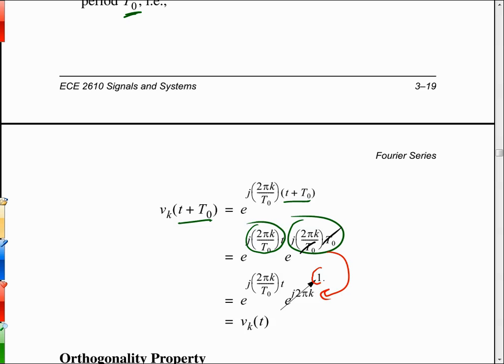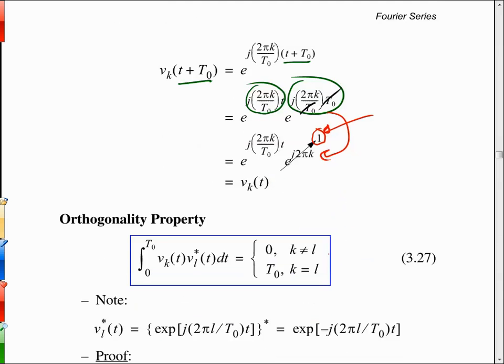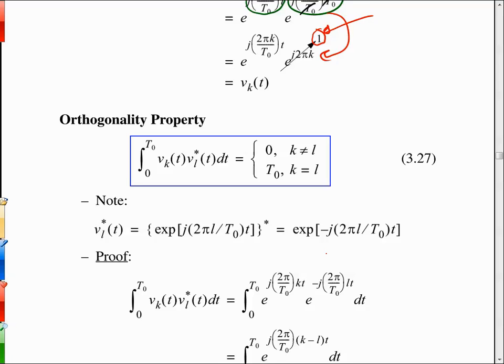I had an error in the notes that I discovered just before class, and I changed it from 0 to 1 because it was just a typo. So if you're looking at a copy, that is supposed to be 1, because e to the j 2 pi k for any value of k is always going to be cosine of 2 pi k, which is 1, and sine of 2 pi k will be 0. So we established that the complex sinusoid is periodic with period t naught as written.